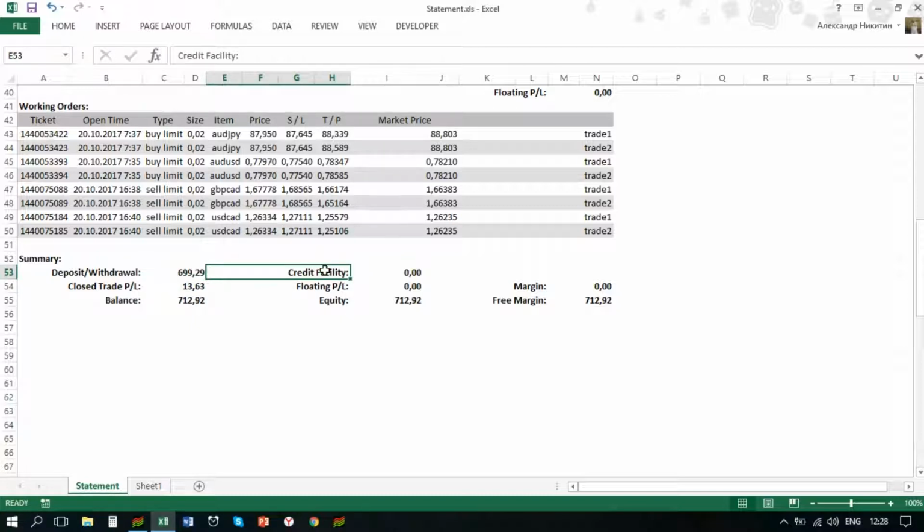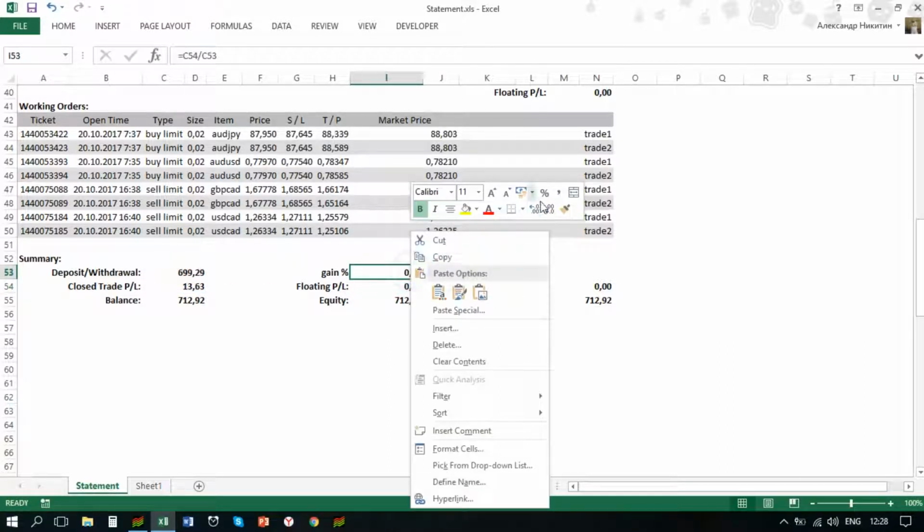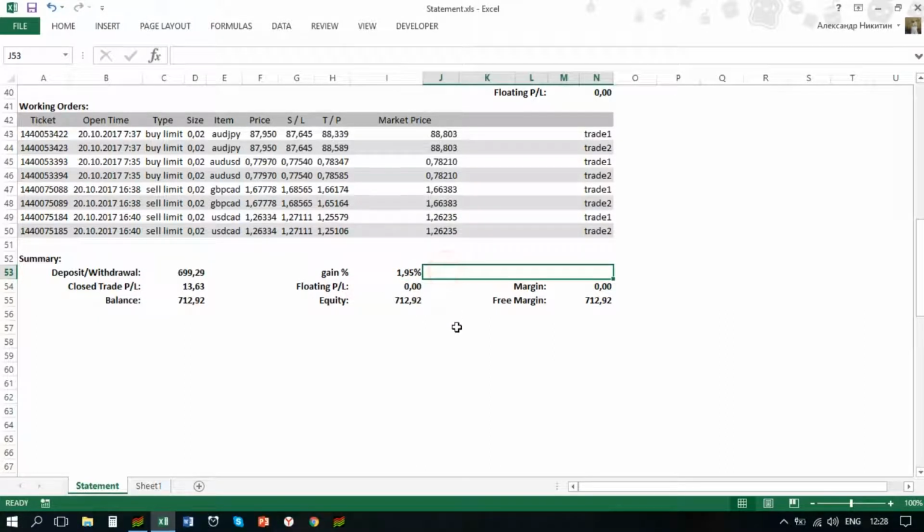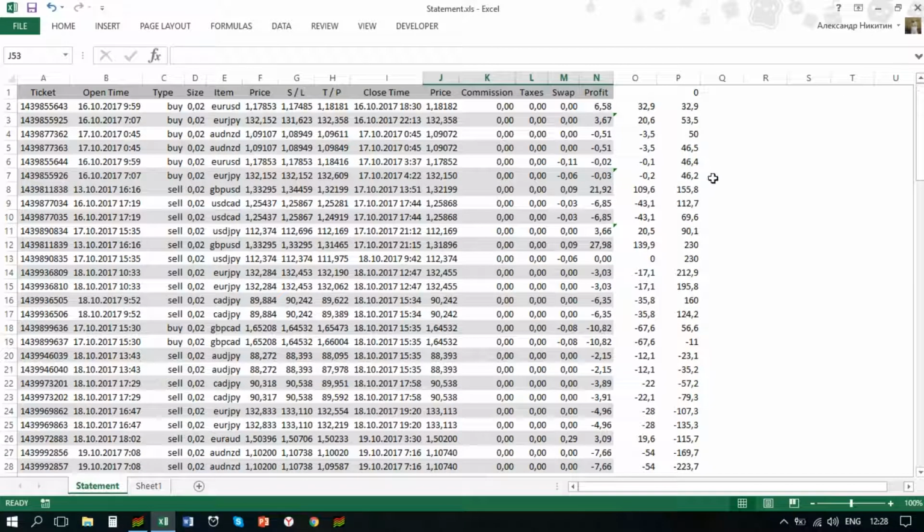Let me change this and let me call it gain percent. So what is the percentage that I generated this week? And the percentage for this week equals closed profit divided by initial account. So roughly 2%. 1.95%. Okay, so now we have that amount.